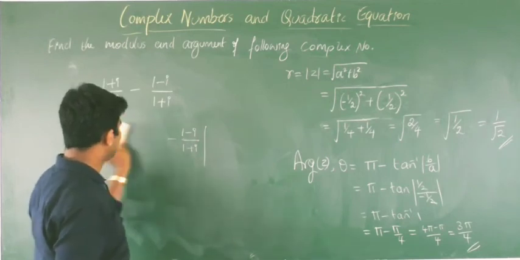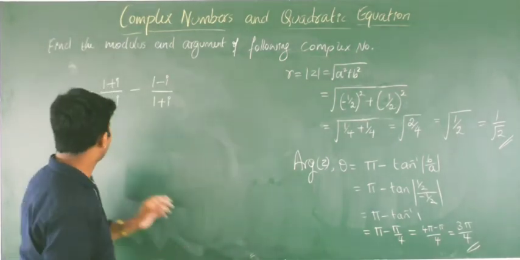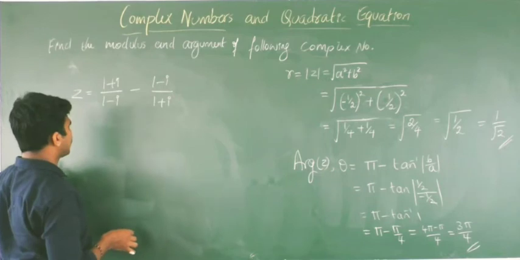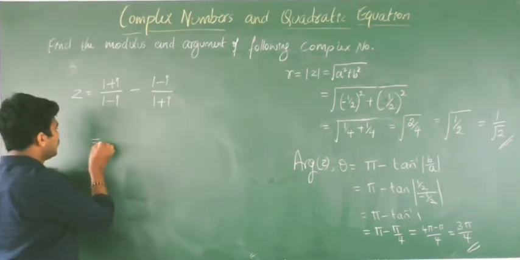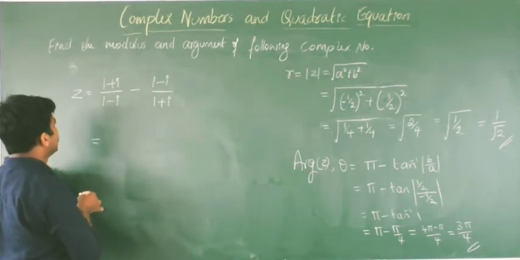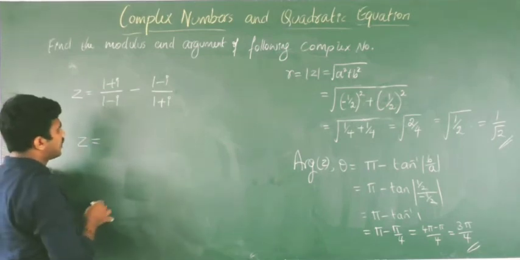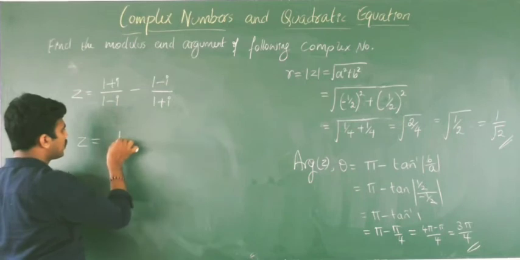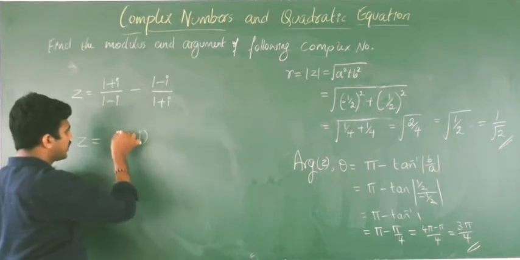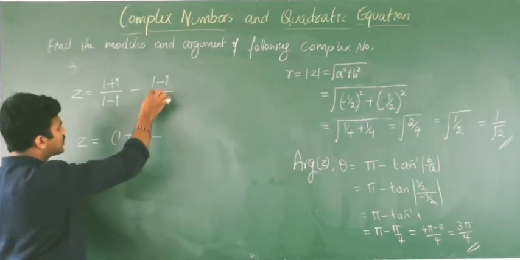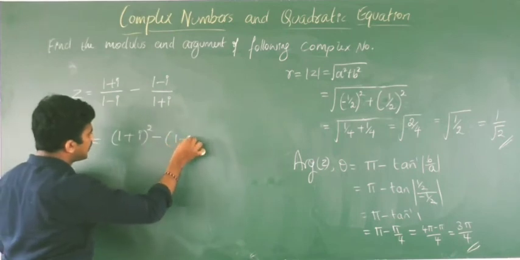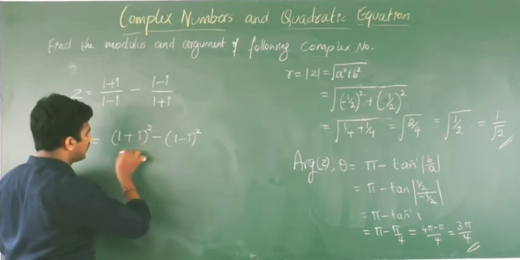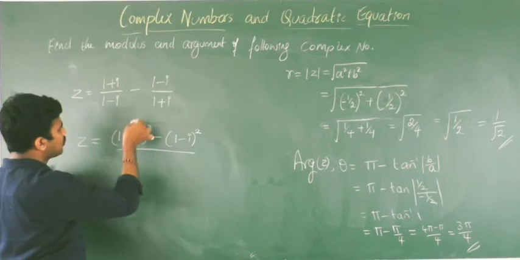See, here we can write first, z is equal to this. Take the LCM: 1 plus i into 1 plus i, whole square, 1 minus i into 1 minus i, that is 1 minus i whole square, divided by 1 minus i into 1 plus i.